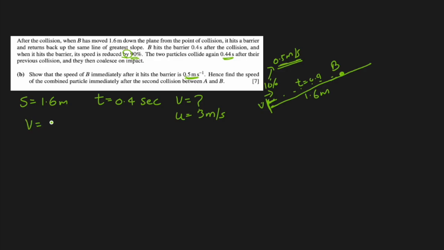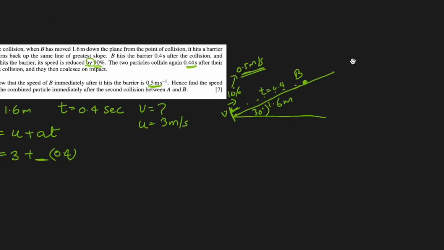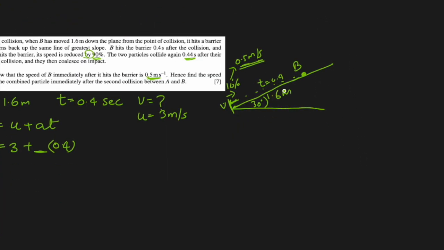So v is u plus at. v we want to find out. u is 3, time is 0.4 seconds. But the problem is that acceleration is not known. So let's find the acceleration. The angle was 30 degrees, as far as I remember. Yeah, 30 degrees. So let's say the force is on this particle here.